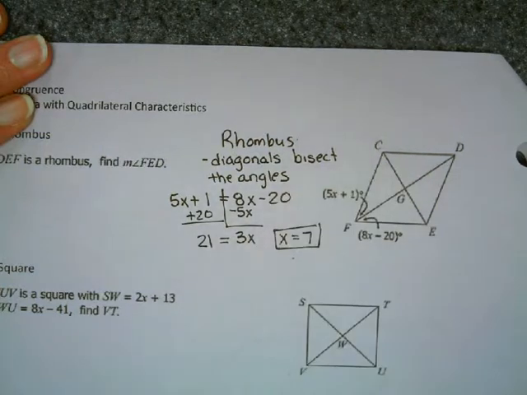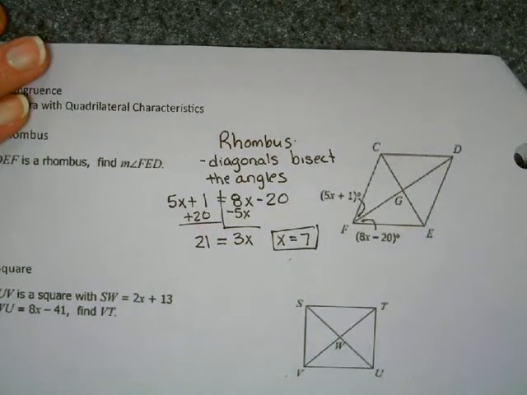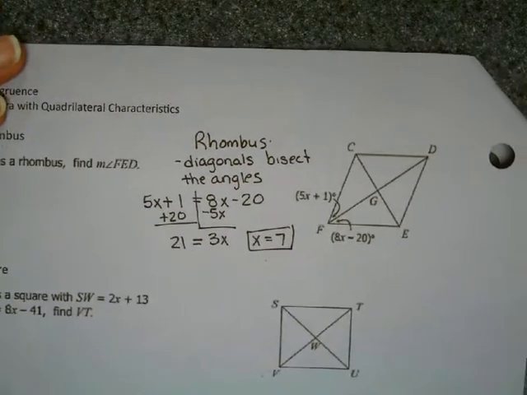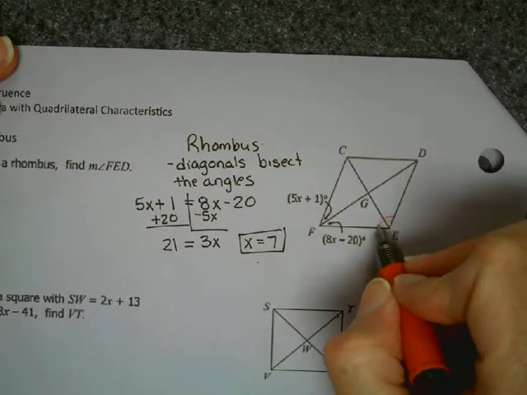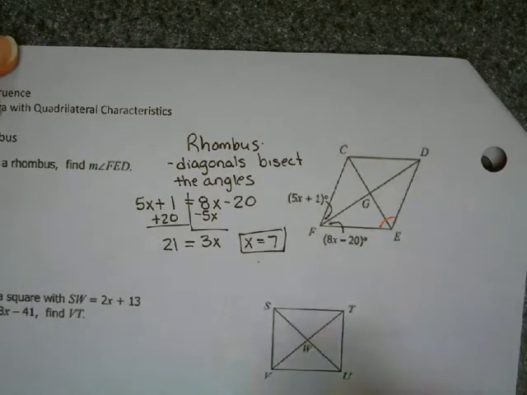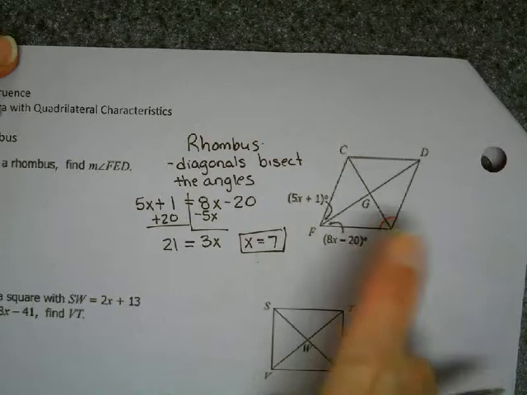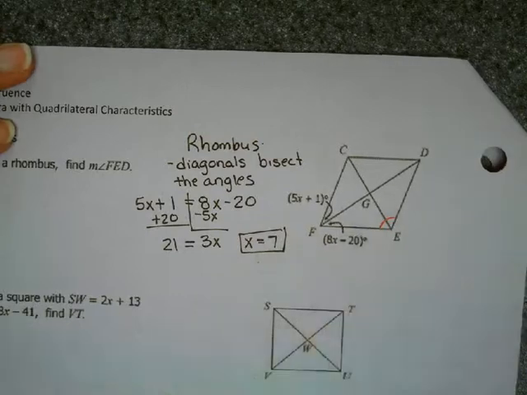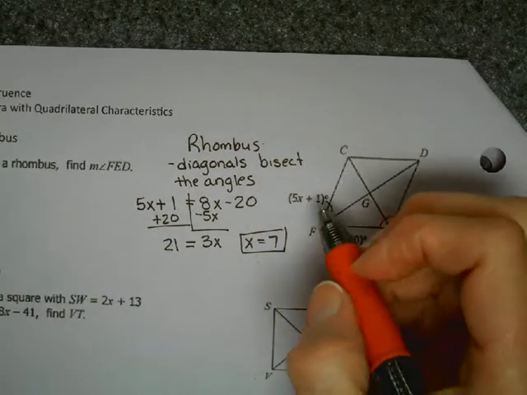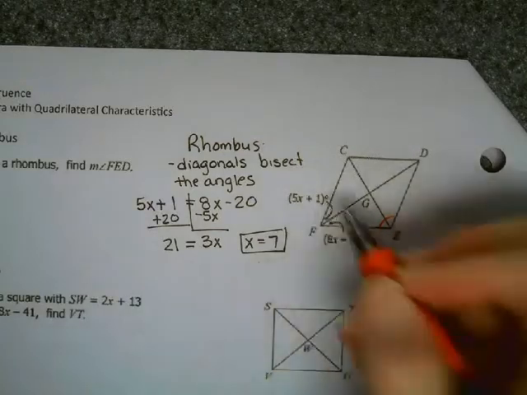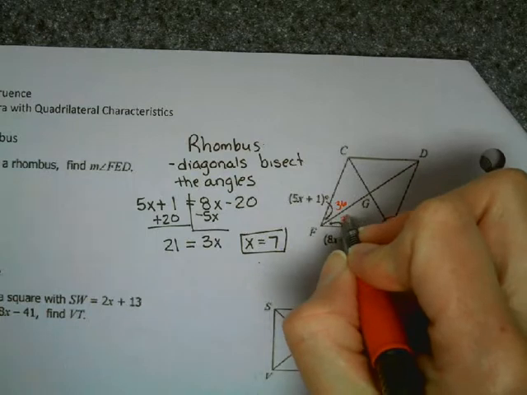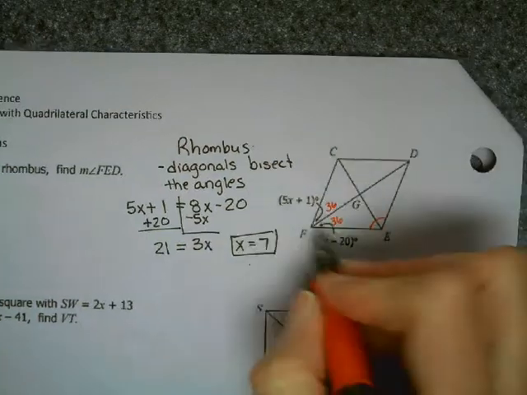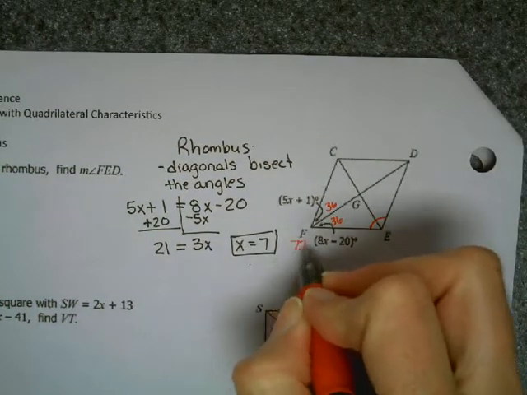This one wants us to go a step further. It says find the measure of FED. So FED is over here. So we need to figure out what angle F is in order to figure out what angle E is. So let's plug these numbers in here. So 35 plus 1, this is 36, and 36. So that makes angle F over here 72 degrees.